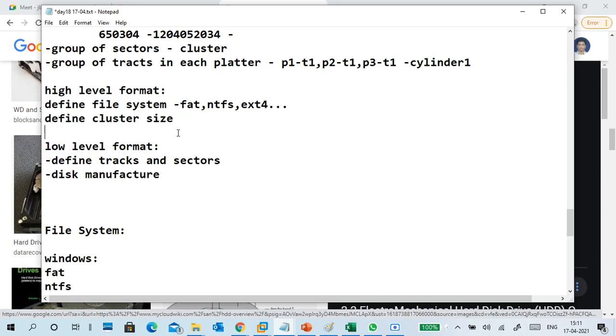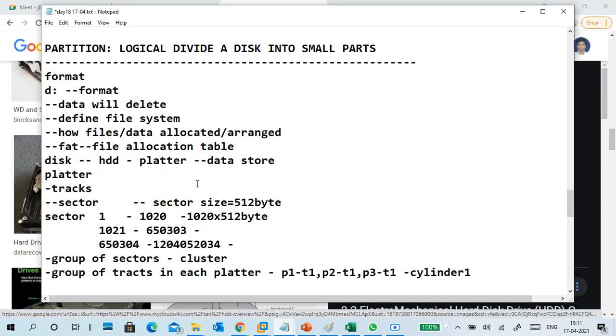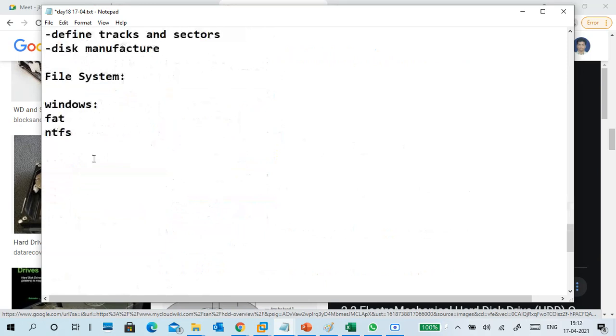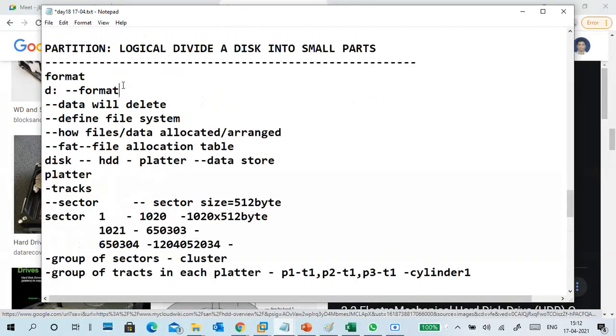What is high level format? When we define the file system, that we call a high level format. So what is the low level format? Defining tracks and sectors. Okay, so I told a big story. Try to understand. When you're defining a file system, that we call a format, right?